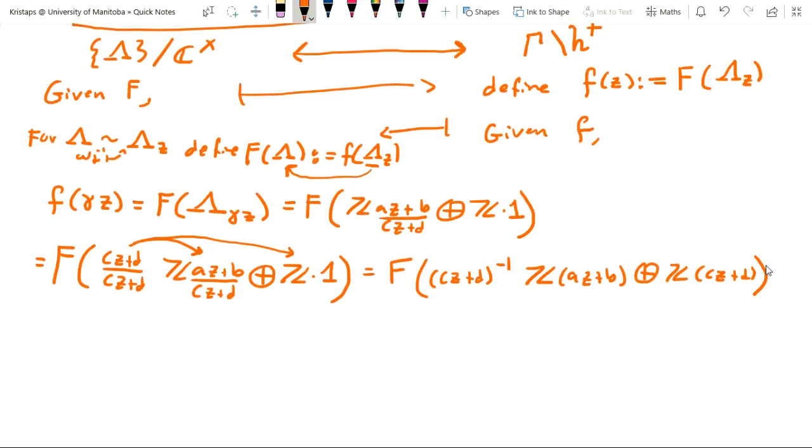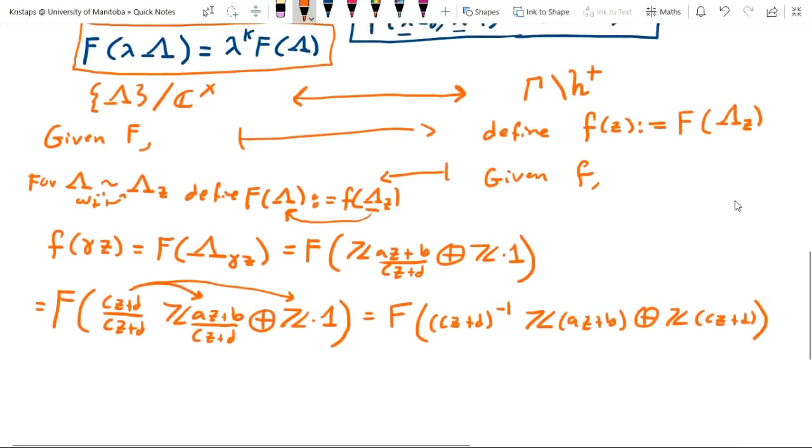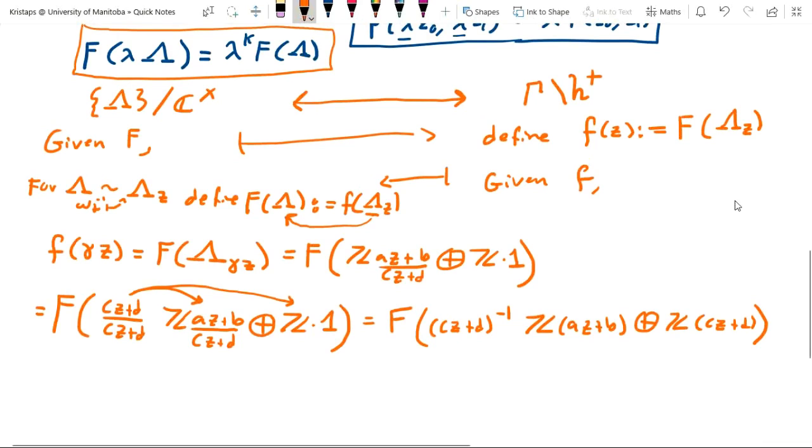Now I'm going to apply my transformation rule. So I have this cz plus d to the minus 1 out in front, and our transformation rule says that I can pull out some scalar constant by putting it to some fixed power which will depend on capital F. So some k that depends on capital F. So this will come out in front, and I'll get the cz plus d to the minus 1, and then I'm putting it to the k, so this will be to the minus k. And what I'm left with inside is the lattice that is the span of az plus b and cz plus d still.